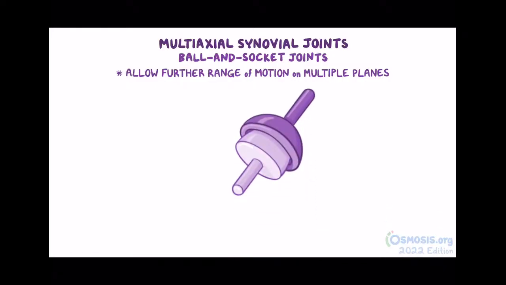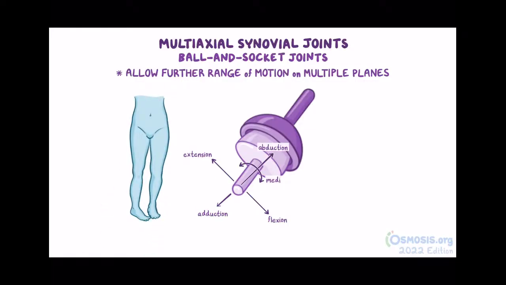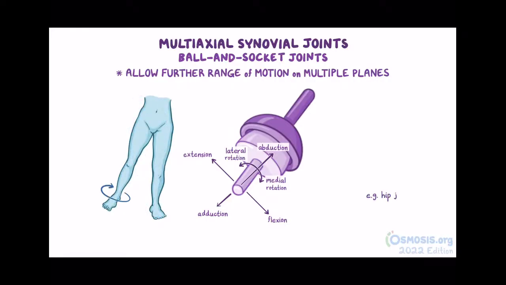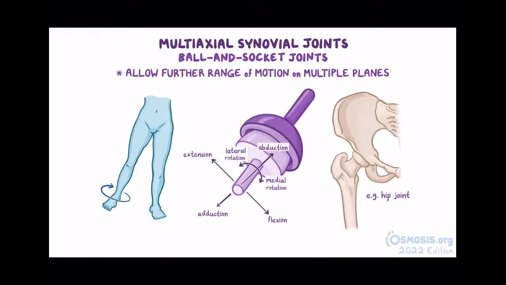Lastly, there are multi-axial synovial joints, namely ball and socket joints, which allow a much further range of motion on multiple planes. This articulation consists of a head of one bone that nicely fits into a concavity or socket of another bone. This special articulation allows for the most movement out of all types of synovial joints. These movements include flexion, extension, adduction, and abduction, as well as medial and lateral rotation, which helps perform a wider range of circumduction. The hip joint is one of the most obvious examples for a ball and socket joint, where the round head of the femur articulates with the socket-like acetabulum of the hip bone.